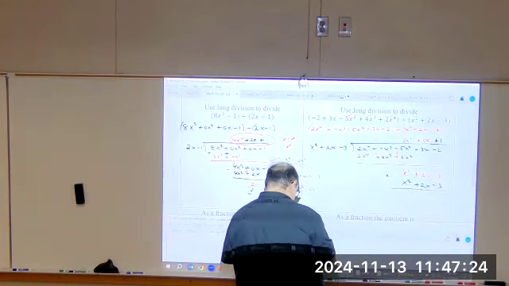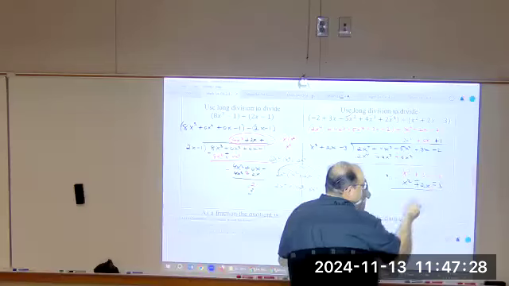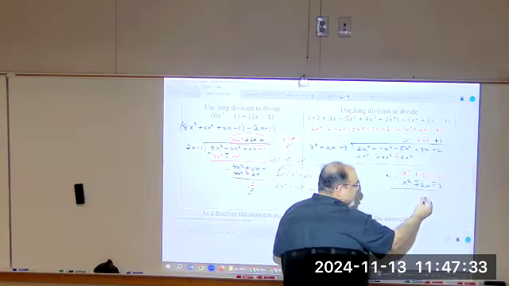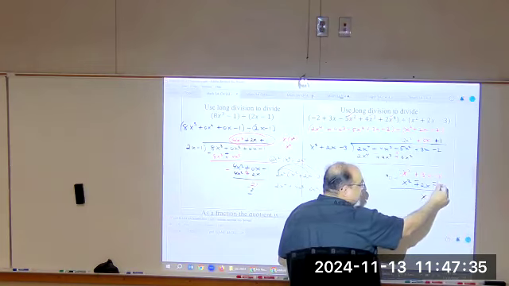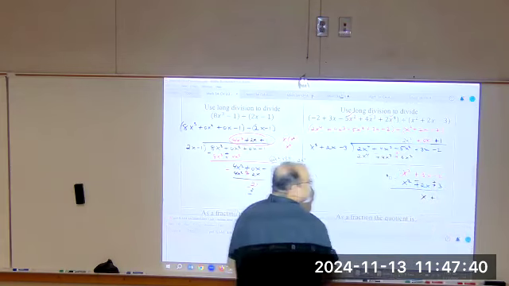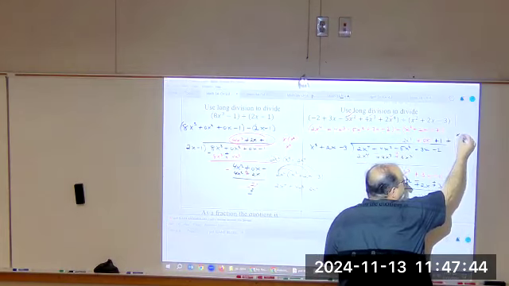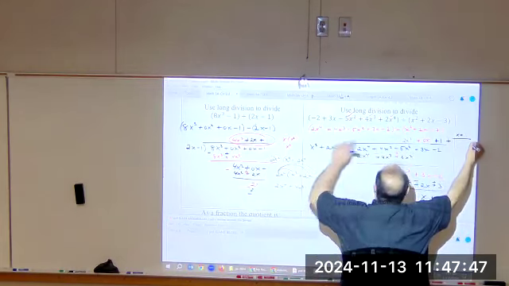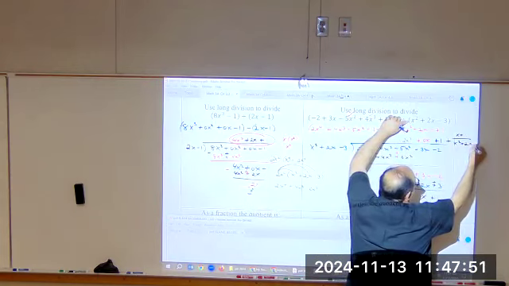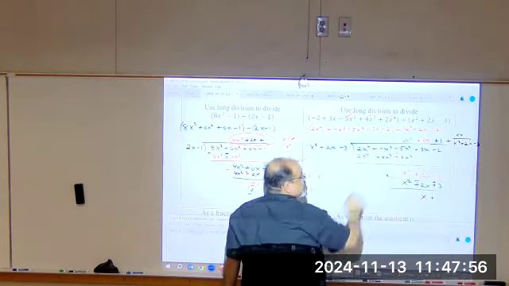And then we subtract. That cancels, that's a zero. 3x minus 2x is just x. Negative 2 plus 3 is equal to positive 1. So the remainder, we get plus x plus 1 over the original divisor, x squared plus 2x minus 3. Don't leave it like this because that's not simplified.